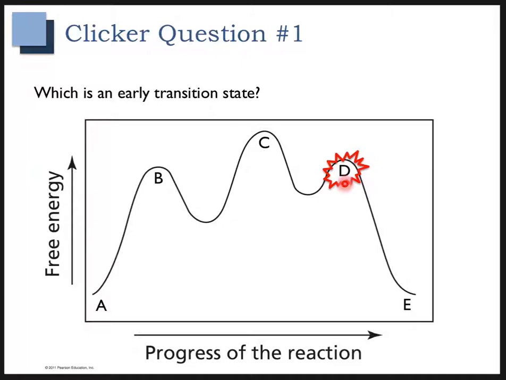If you picked A, that is not correct because it is a reactant. E is a product. B is also a transition state, but B is going to be a late transition state. And C is also a transition state, but is going to be a late transition state. All right, let's move on to the next iClicker question.